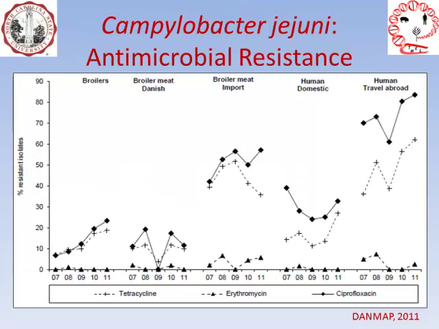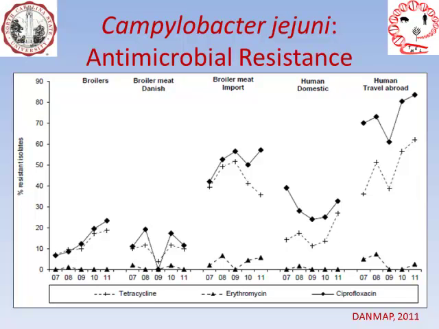Here's Campylobacter jejuni. So campylobacteriosis, the number one risk factor for humans is consumption of poultry. That is the number one risk factor for getting infection with Campylobacter. The second risk factor is travel abroad. Okay. So you can see in broilers, for example, ciprofloxacin is still going up.